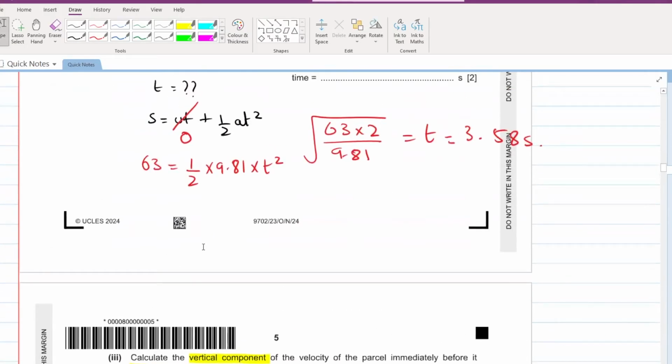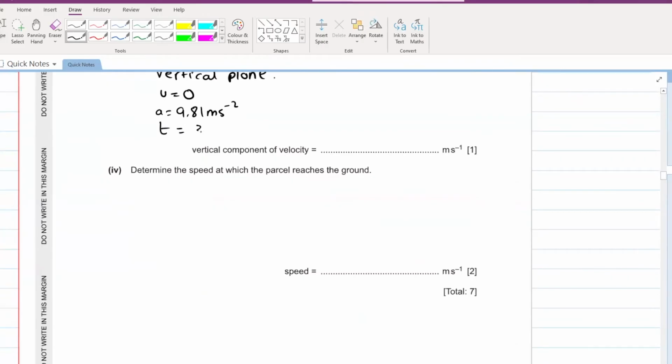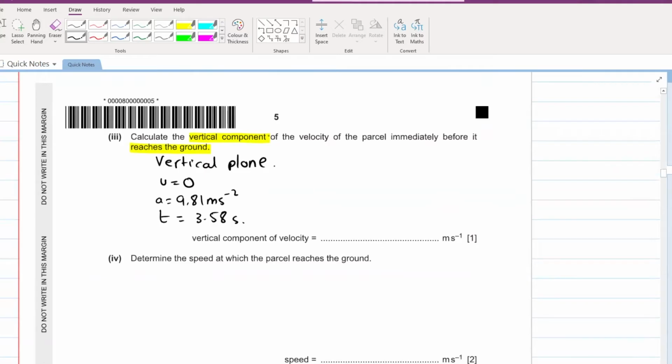Time was what? 3.58 seconds. Can you calculate the final velocity? Yes, v equals u plus at. Initial velocity is 0, acceleration is 9.81, and the time is 3.58 seconds. What does your answer come out to be? 9.81 times 3.58 is 35.2. So 35.2 m s^-1 is your answer. Simple as that. Nothing complicated.